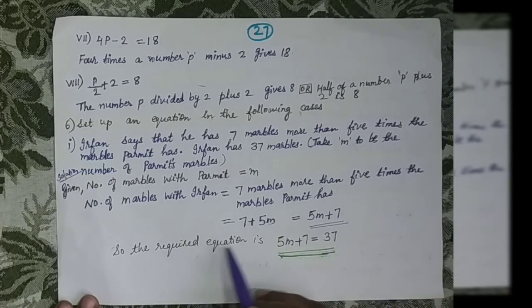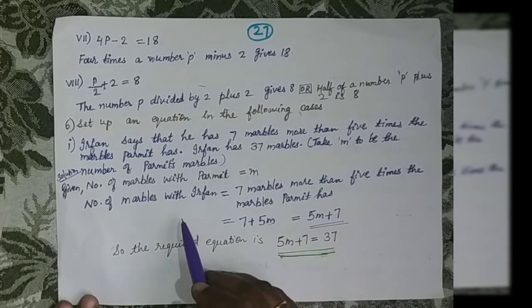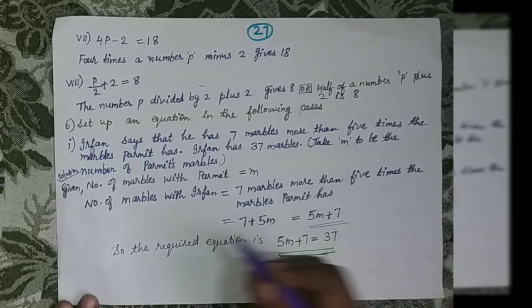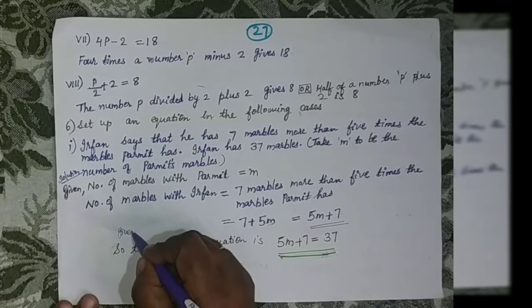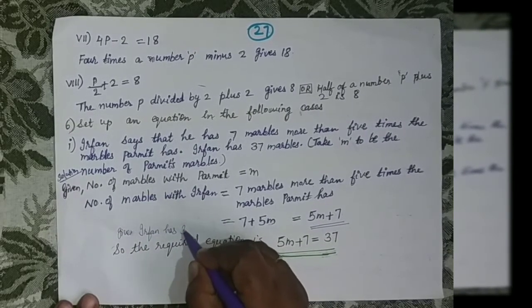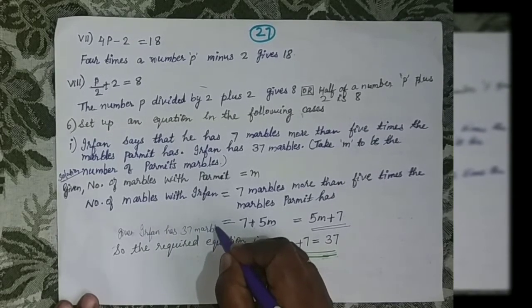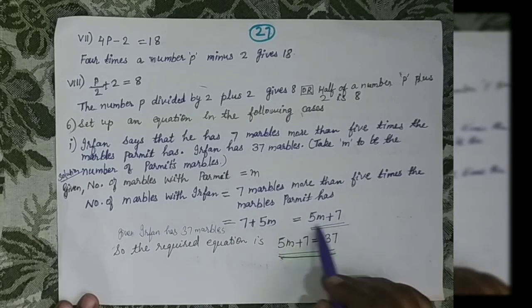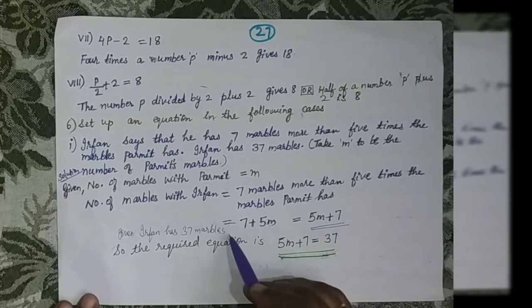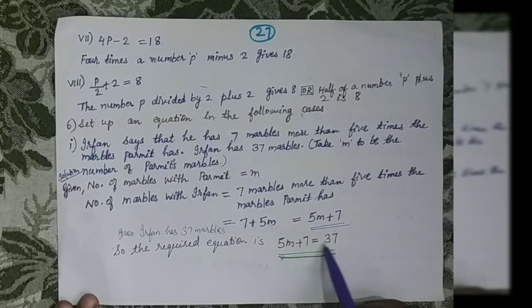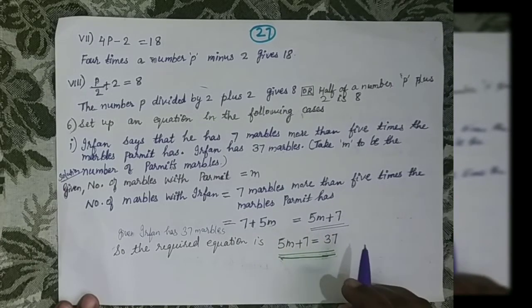So the required equation, what is given? Here it is given Irfan has 37 marbles. That is also given. So you can write the equation. This is also Irfan's number of marbles only. So 5m plus 7 is equivalent to 37. It is also given in the question, Irfan's total number of marbles. So 5m plus 7 is equivalent to 37. That is the required equation.